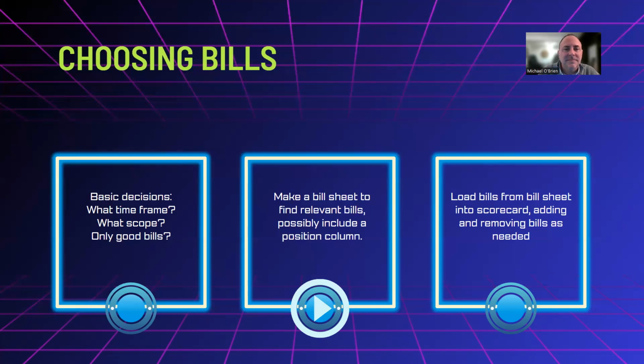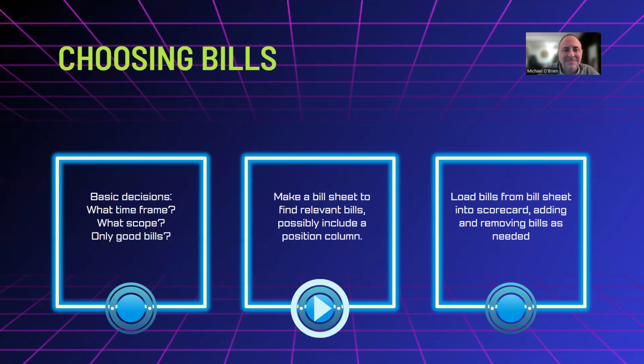Okay, so once you've got that, then you need to actually find those bills. If it's just a handful of bills, fine. If it's going to be everything in a certain topic, then you're probably going to want to set up a bill sheet. And maybe you're going to want to put a position column in to save yourself time later. We will do that here in this demo. We'll make a bill sheet.